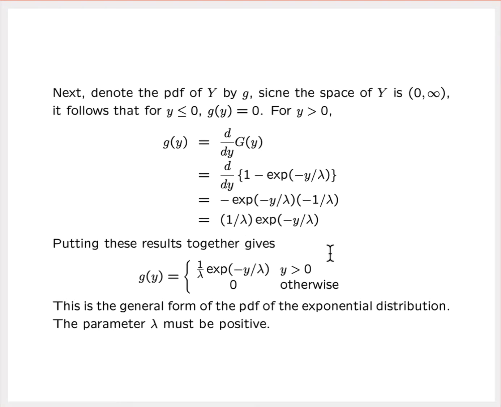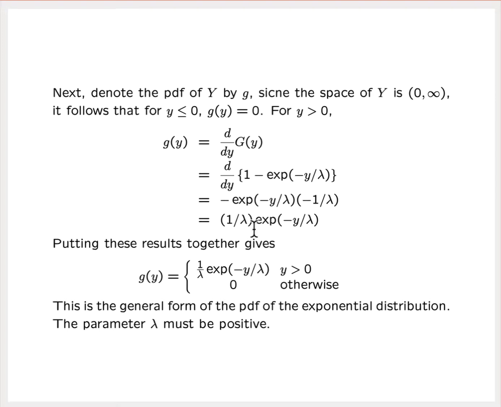So putting those two results together, we get the fully specified expression for the PDF, for the distribution of y. It's equal to 1 over lambda times the exponential function evaluated at negative y over lambda for values of y that are positive, and it's 0 otherwise.